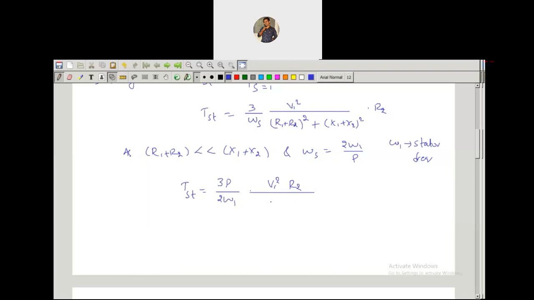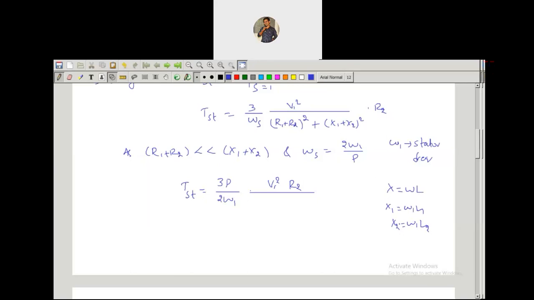So in place of x1 plus x2 whole square, if I write in terms of radians per second, we know that X equals omega L. So we can write x1 equals omega 1 L1 and x2 is also equal to omega 1 L2. Why have I taken omega 1 again? Because we're talking about the values referred to the stator. So we've taken x2 equals omega 1 L2.